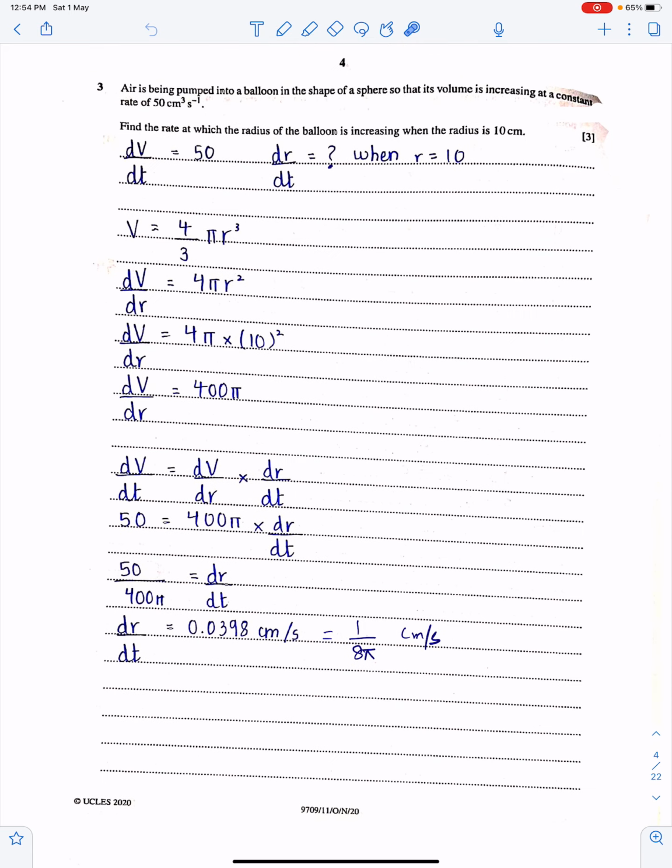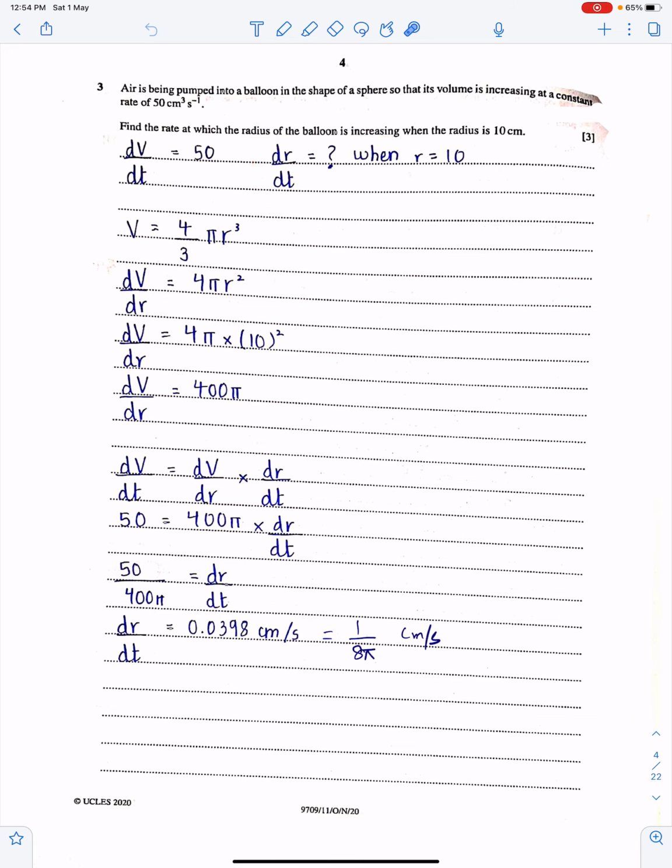Question number 3. Air is being pumped into a balloon in the shape of a sphere so that its volume is increasing at a constant rate of 50 cm3 per second. This 50 cm3 per second is the rate of change of volume. This unit will help you. Cube means volume. The rate of change of volume is 50. Find the rate at which the radius, that means dr upon dt, is increasing when the radius is 10.